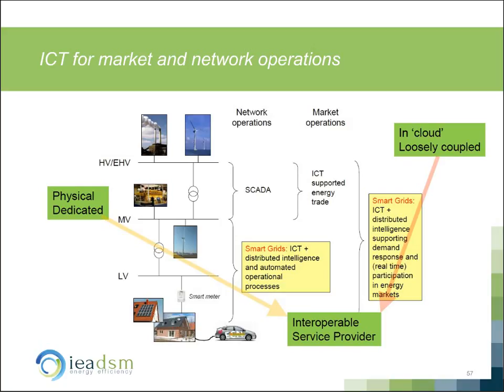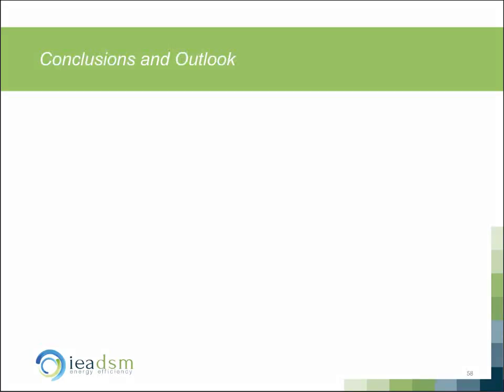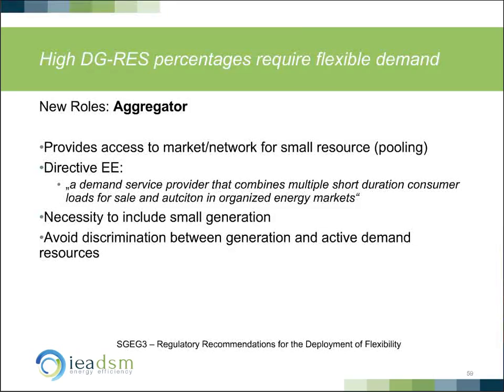So as you can see, the power system is more and more transformed into something that has a physical and dedicated role, and also has ICT systems very closely related to the physical infrastructure. But also you have a lot of information systems which might communicate with the supply and demand devices, and these both worlds are more and more coupled by an interoperable service provider, which is able to support the physical infrastructure as well as the ICT infrastructure that's loosely coupled to it. So this brings us to the conclusions.